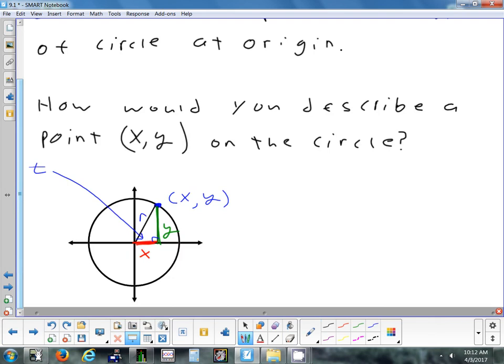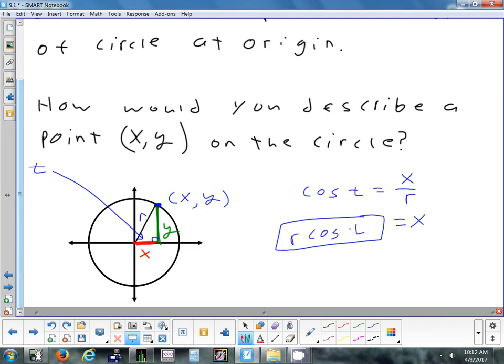So now let's come up with two separate formulas. What trig function would I use that would involve x and the radius? Cosine? So it would be cosine of, yeah. And that would mean x equals what?